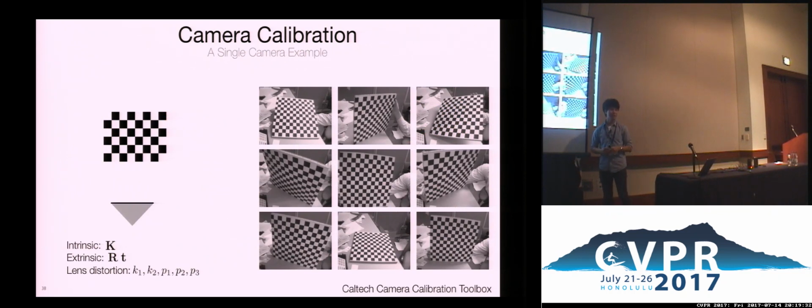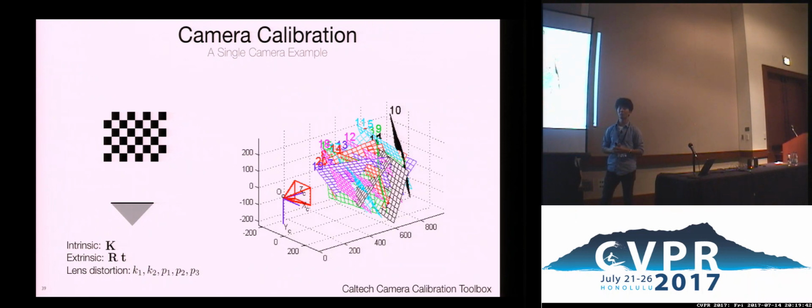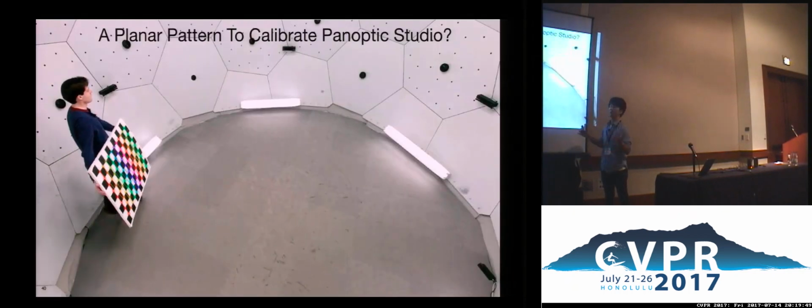So let's just consider a simple example, just the checkerboard-based method. You have a checkerboard, you just wave the checkerboard, and you can get these images, and just put all the images into the toolbox, and you can get camera parameters, which is pretty simple. But just assume, whether we can use this kind of technology in our system.